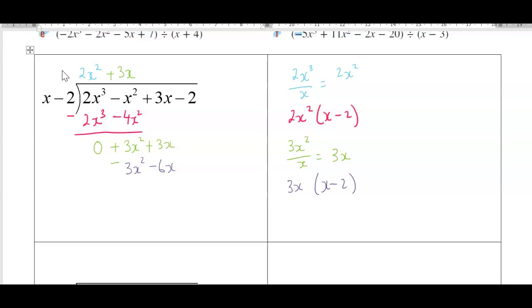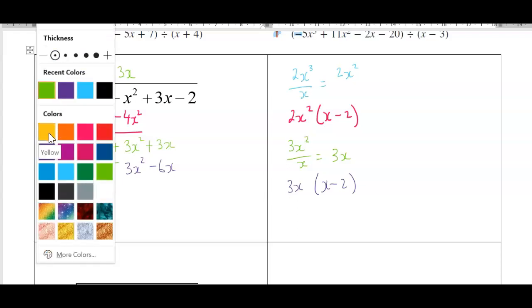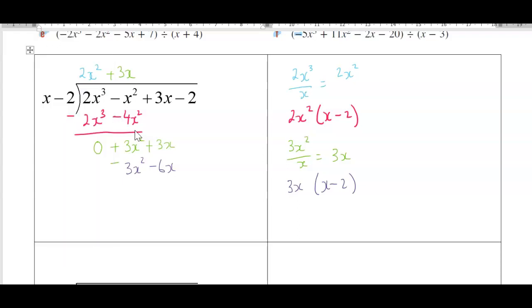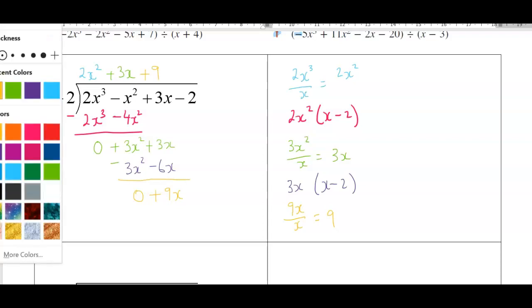All right, so now we do our subtraction again. Let's do that in a different color, lots of different colors. Okay, so 3x squared minus 3x squared is 0. Then 3x minus negative 3x, so 3x plus 6x is plus 9x. All right, and then we repeat the process again. So 9x, do that over here, divided by x is 9. So we're going to put plus 9 up here, and then we're going to multiply it through.